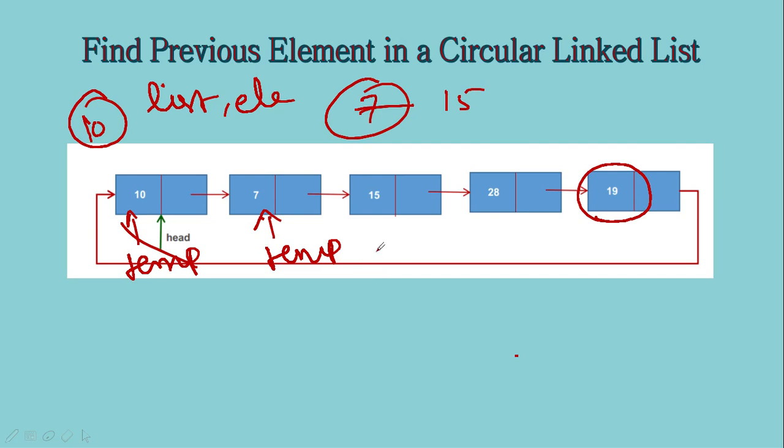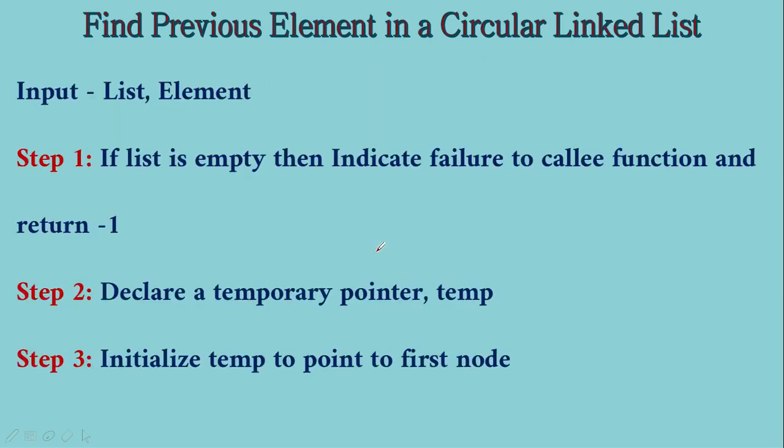The corner case that we have to consider is empty. For empty we can definitely communicate failure, and since this function returns an element of the circular linked list, we should have an error flag to communicate the failure, right? So the input will be the list and the element. If the list is empty, indicate failure to the calling function and return -1.